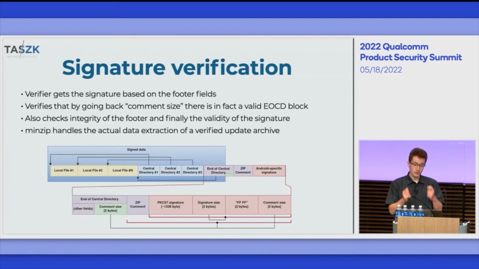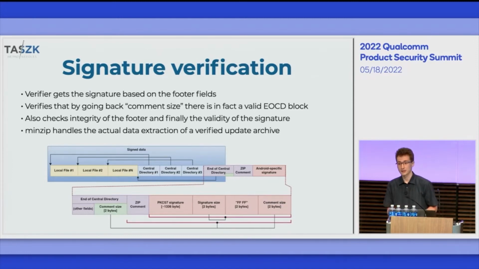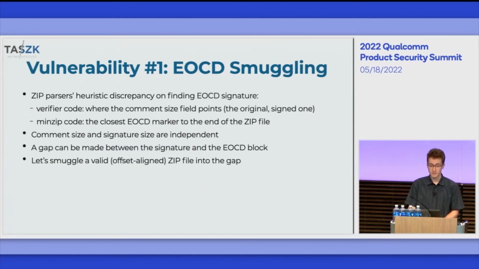The signature verification first checks this FF magic value, then makes those sanity checks. The comment size must match, the signature size also, and finally it performs the integrity check of this hash and the signature verification. After that, if the verification passes, the update archive is handed over for extraction to another zip library. It's minzip in the Android open source code.